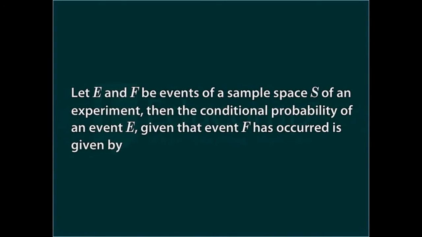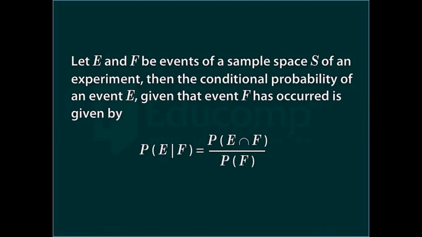Let E and F be events of a sample space S of an experiment. Then the conditional probability of an event E given that event F has occurred is given by: probability of event E when F has already occurred equals probability of event E intersection event F by probability of event F.